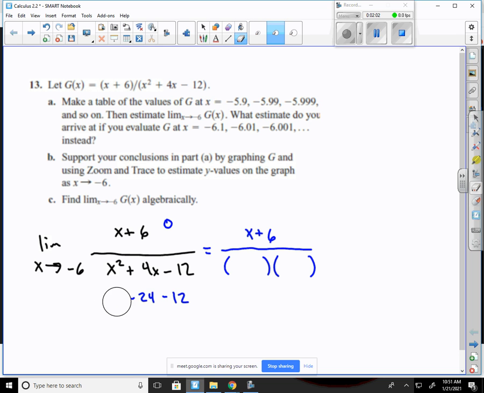So what we usually do is try to factor it out. I need to know what multiplies to give me negative 12 and adds to give me 4. If I set up two factors, the things that multiply to give me negative 12 would be negative 2 and 6. If I add those two together, that gives me 4, so it tells me that I'm on the right track. x plus 6 and x minus 2. That's how we would factor x squared plus 4x minus 12.